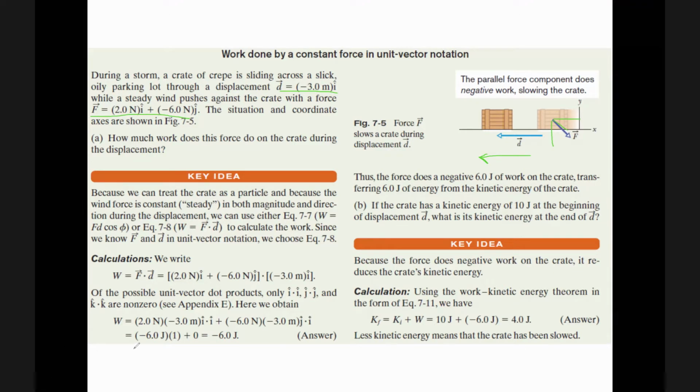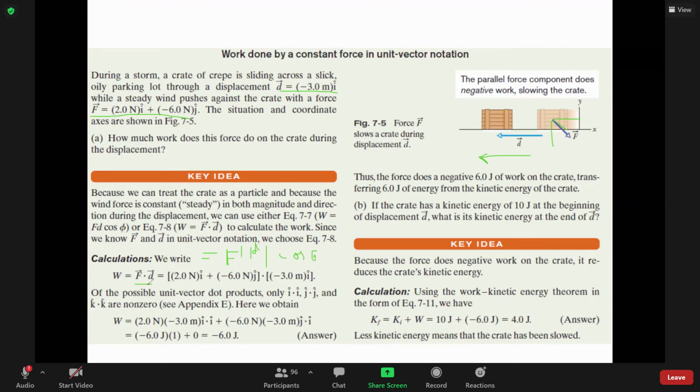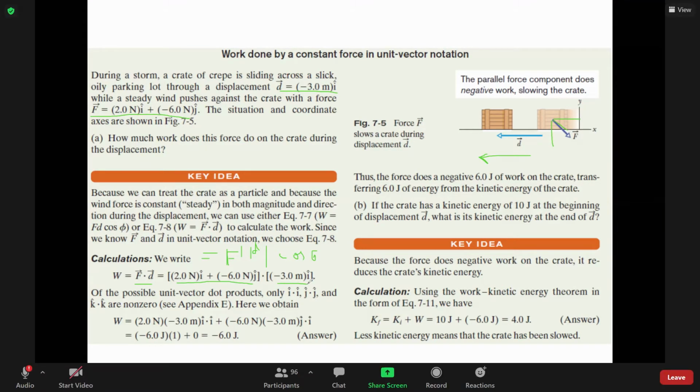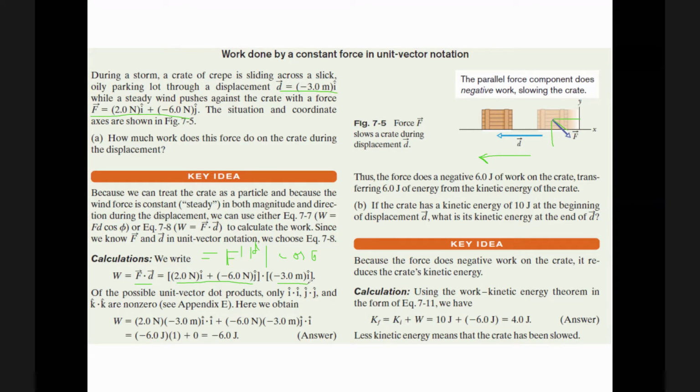So I have two laws. Either we say F dot D, or it is equal to magnitude F, magnitude D, cosine the angle between them. But because I have i hat and j hat, I can directly do the dot product F dot D. So this is the force F, dot product with the displacement minus 3 i hat meters.